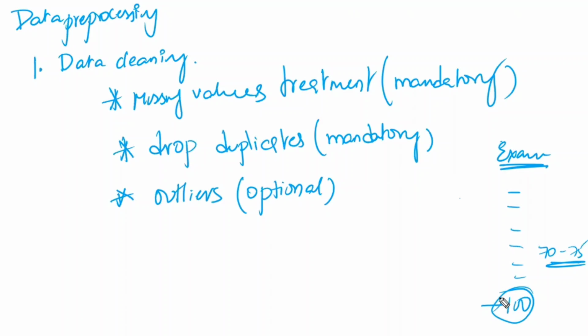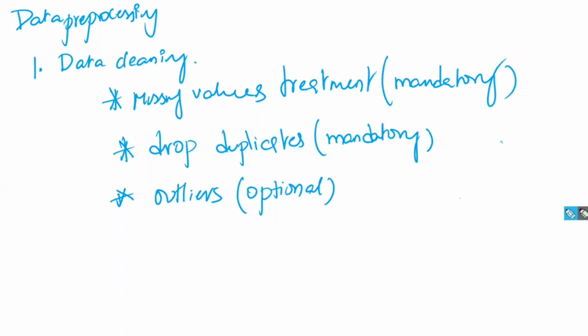Right? I have told this example, but it indicates one person. Now, this is an example where outliers are optional. It is not mandatory. Whereas the second one is data wrangling.